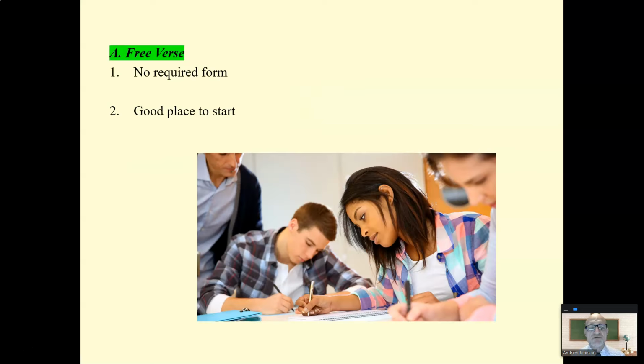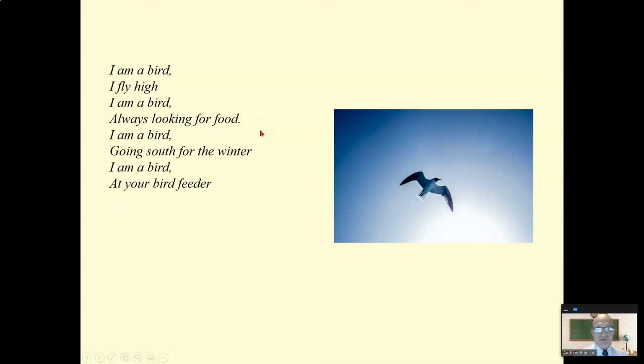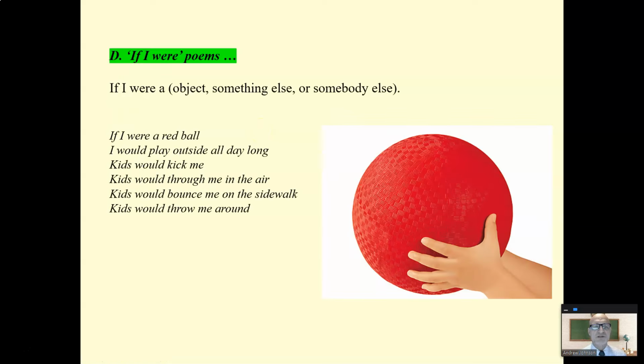I poem. This is great with science, especially with the younger grades, to personify. I am a bird. I fly high. I am a bird, always looking for food. I am a bird, going south for the winter. I am a bird, at your bird feeder. Now, this is an I poem, and I didn't follow it exactly, and that's okay, but it's also a form of repetition, where every other word is I am a bird. Form just gives you a starting place. You can break the form.